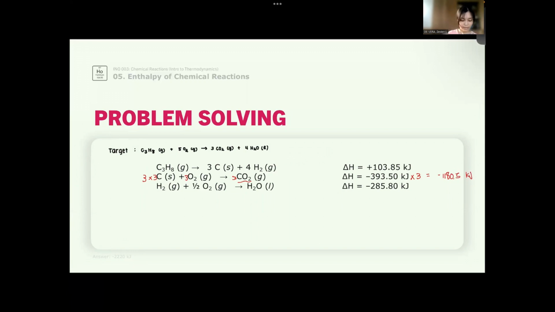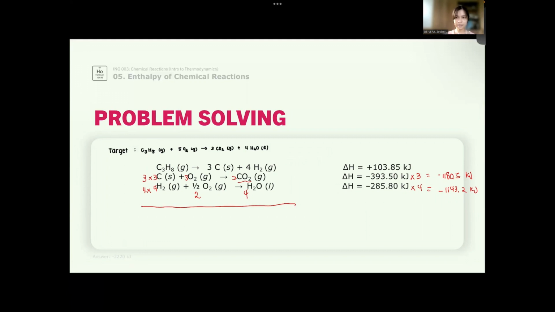For the third equation, we have to multiply it by 4. So we can have 4 H2 molecules. 4 times 1/2 is equal to 2 O2 molecules and 4 liquid H2O molecules. We must also multiply the enthalpy change by 4, and that will give us negative 1143.2 kilojoules.